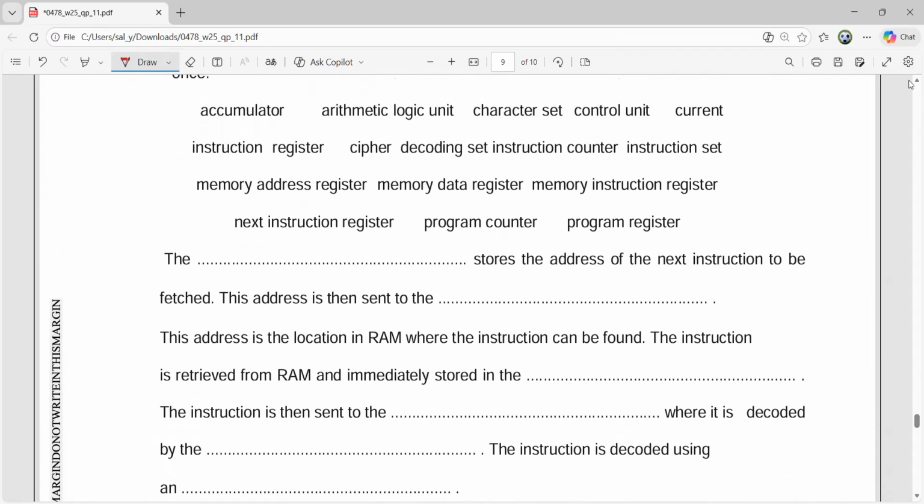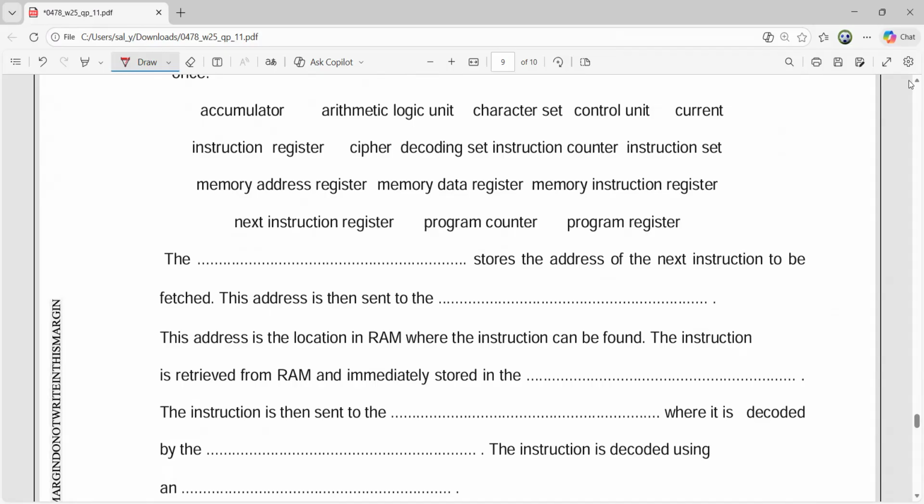The blank stores the address of the next instruction to be fetched. This address is then sent to the blank. The address is the location in RAM where the instruction can be found. Instruction is retrieved from RAM and immediately stored in the blank. The instruction is then sent to the blank where it is decoded by the other blank. The instruction set is decoded using an, then a blank is here.